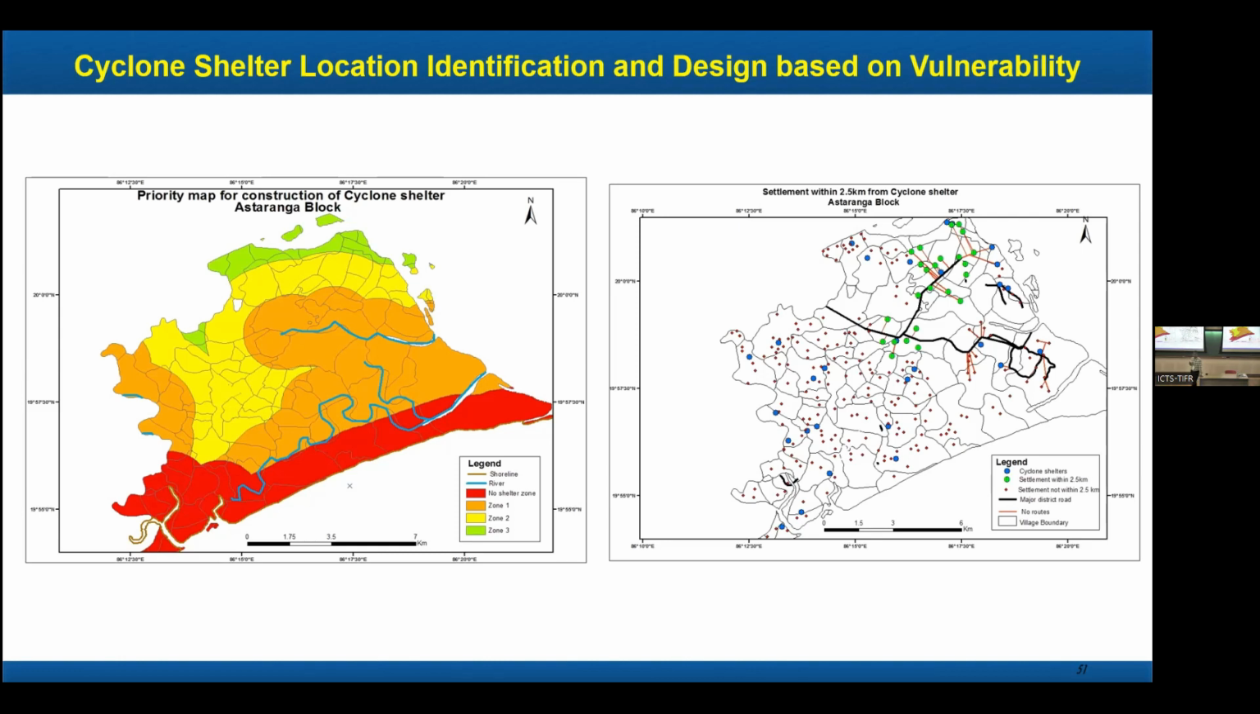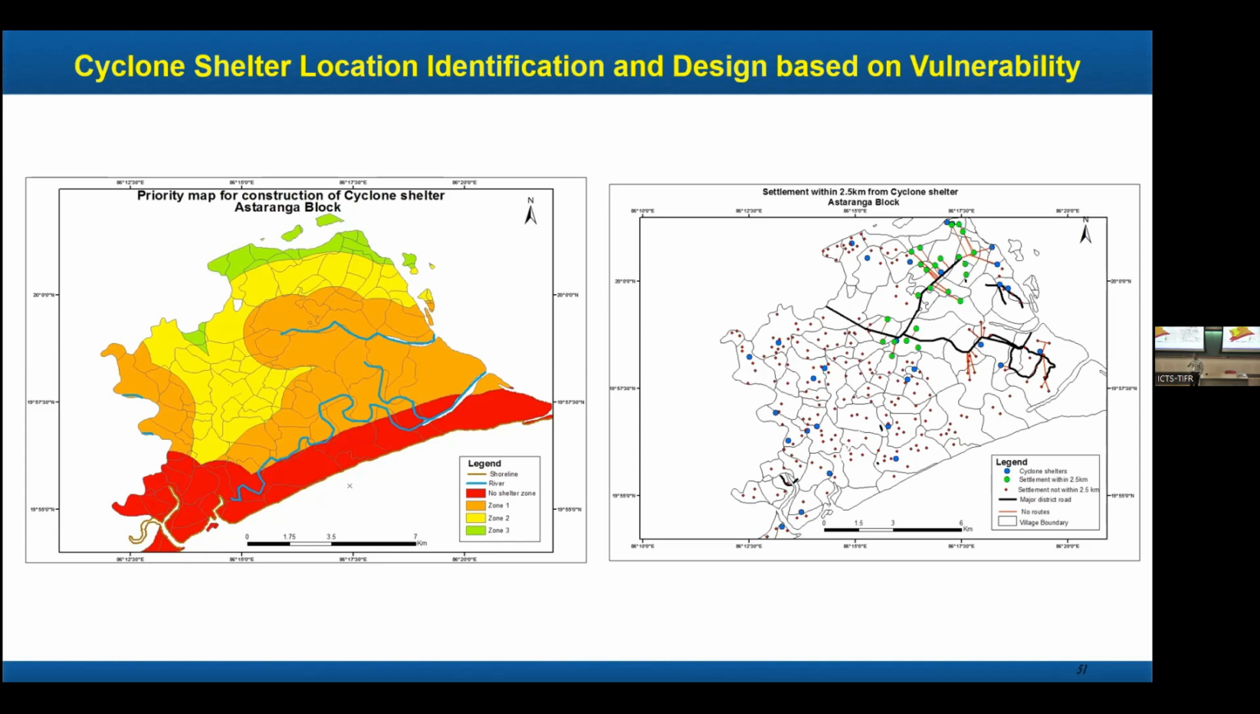And these cyclone shelters have to be constructed by the government, but at which place? So there are a number of criteria. The National Disaster Management Authority, NDMA, has given guidelines for finding out suitable locations. But in addition to that, they only give the criteria, but we have to find out the flooding levels. So based on flooding levels, we classify different zones.